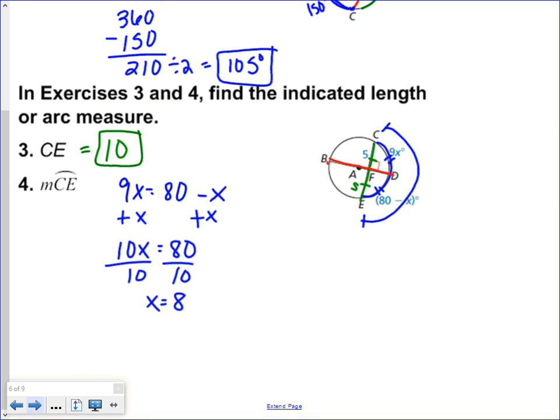Now again, the arc measure is not 8 degrees. 8 degrees is like this much. So what do I do from here, Avery? Plug it in first. So we need to do 9 times 8, which is 72, and then I can double that.